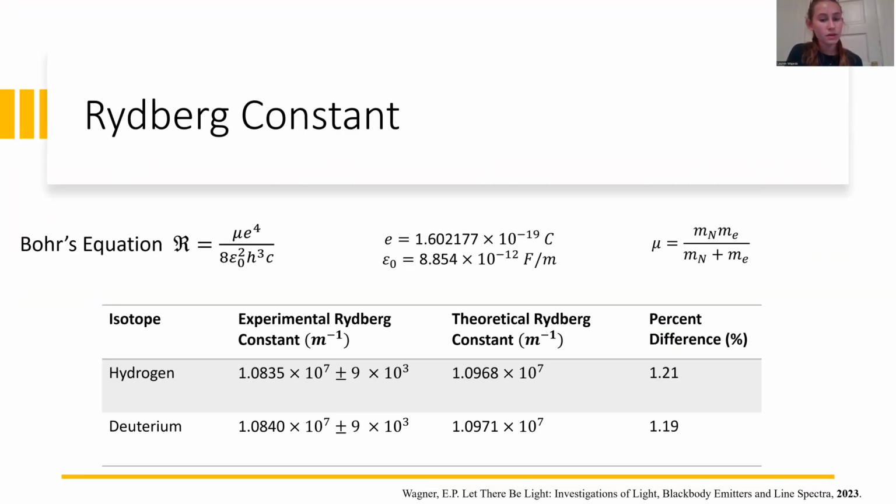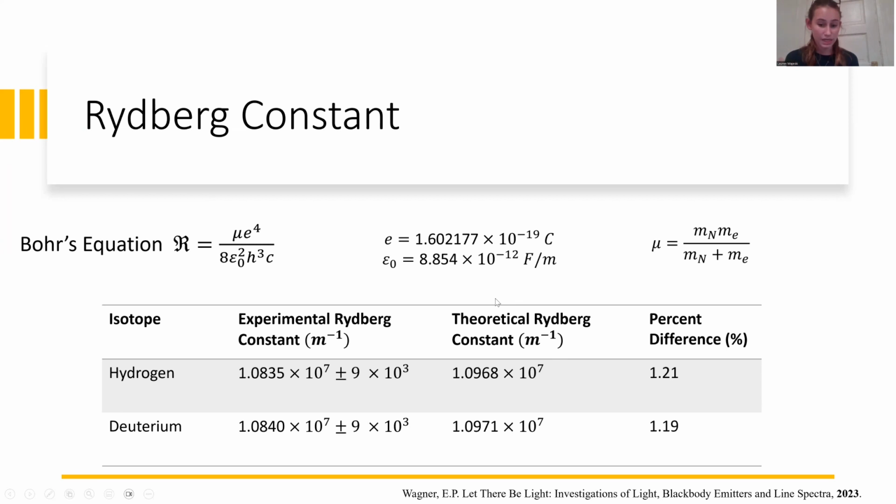We can also obtain these constants theoretically using Bohr's equation shown here, where mu is the reduced mass, e is the elementary charge, epsilon naught is the vacuum permittivity of free space, and h is Planck's constant, and c is our speed of light. So the reduced mass is calculated using the mass of the nucleus and the mass of an electron. So we have tabled our experimental and theoretical Rydberg constants.